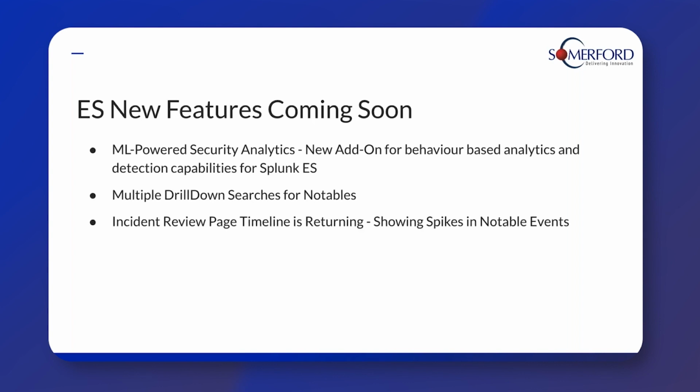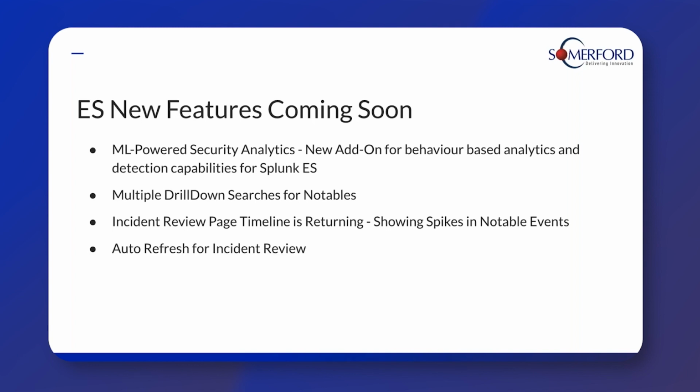Incident review page timeline is returning, so you can see the timeline of your notables occurring. This used to be in the old versions prior to 6.0, but they took it out with the new version of incident review, and they're bringing it back, which has been a customer request.